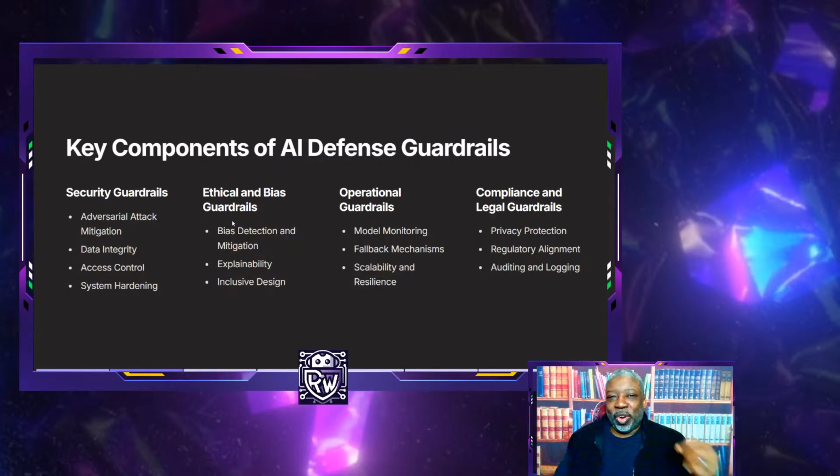So we try to use those words, security and guardrails, interchangeably, but then they're separate, okay? Because security is usually all about the technology, people, and processes. This has a little bit more going on for it. So let's talk about the security guardrails, adversarial attack mitigation.